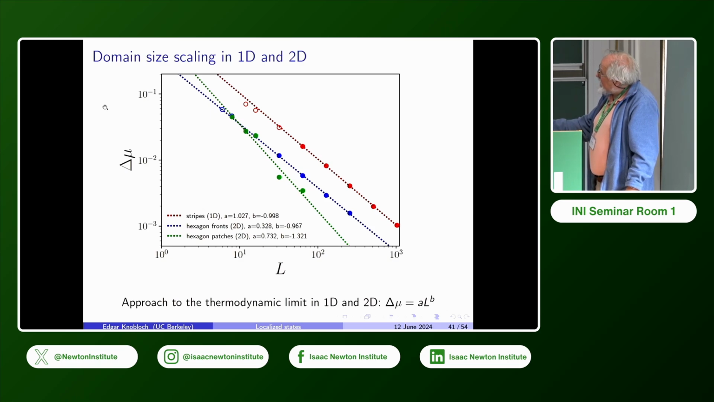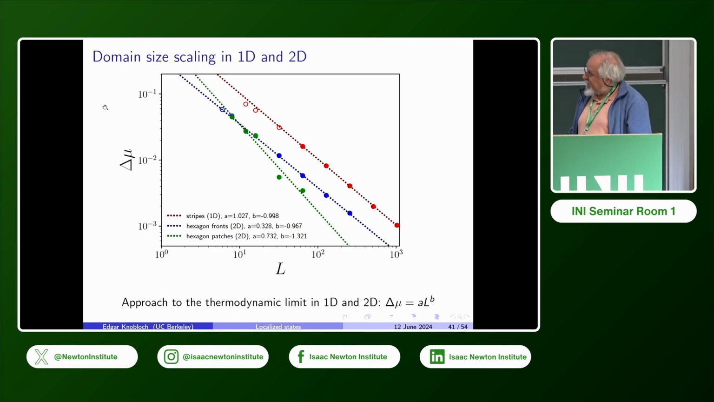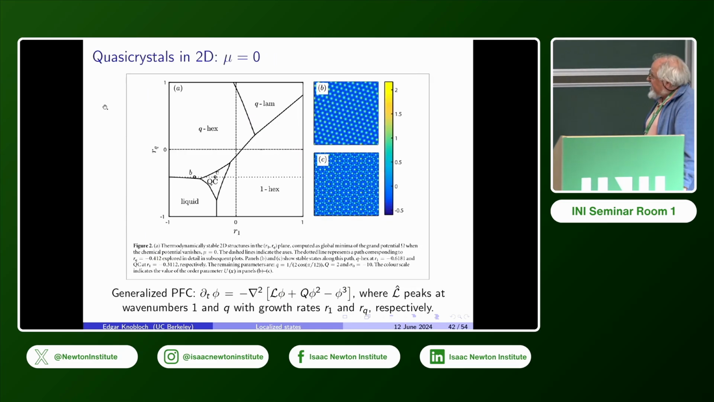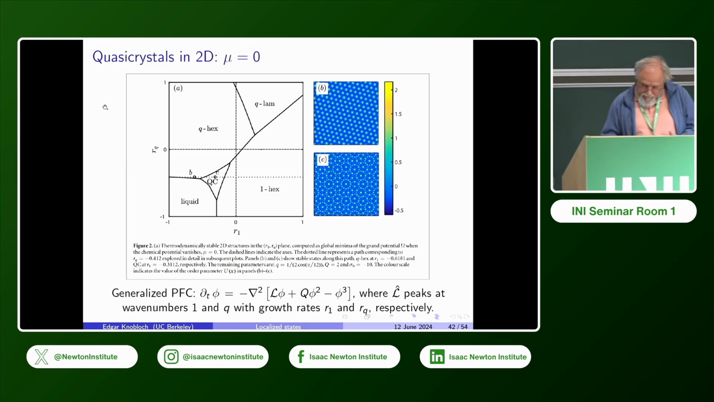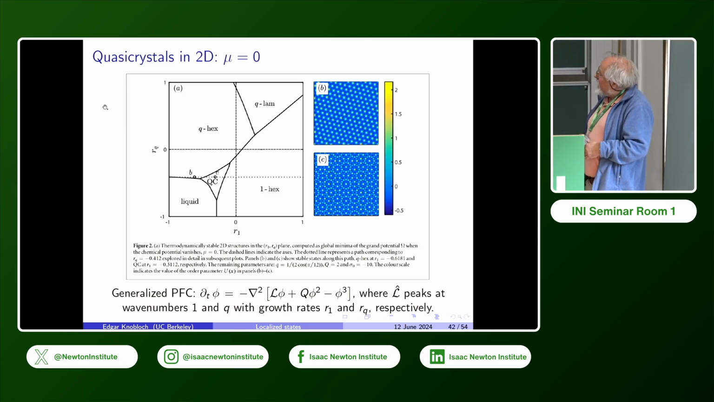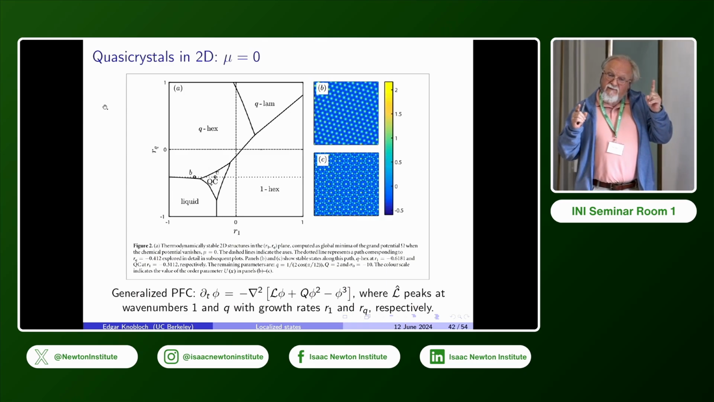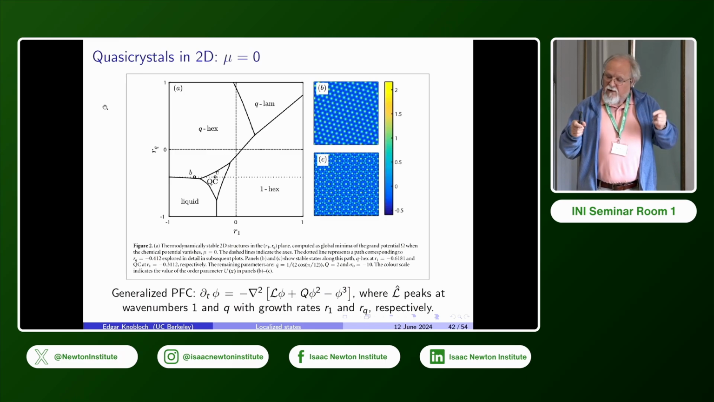You have a different exponent for the hexagonal patches, as shown here, and we don't understand the value of this at all. And maybe Uwe understands it. But let me just mention, you can play this sort of game in 2D and 3D with more complicated equations. What I've done here is change the linear problem in such a way that the growth rate of the linear instability has two peaks, one at wave number 1, the other at wave number q. They have growth rates, which I'm calling R1 and RQ.